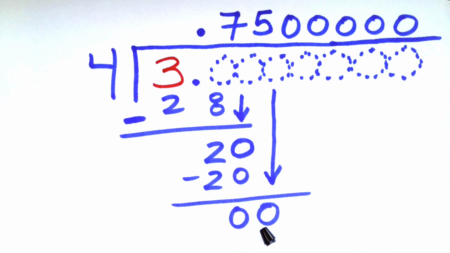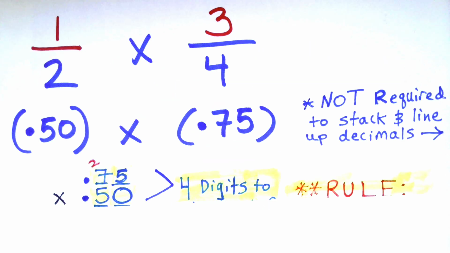I can take the next digit, bring it down. That's a 0. So 4 times 0 gives me 0. I can go on and on forever. I'm going to stop with 0.75. 3/4 is equal to 0.75 as a decimal. All right, so you can see here 1/2, 0.50 times 3/4, which is 0.75 as decimals.